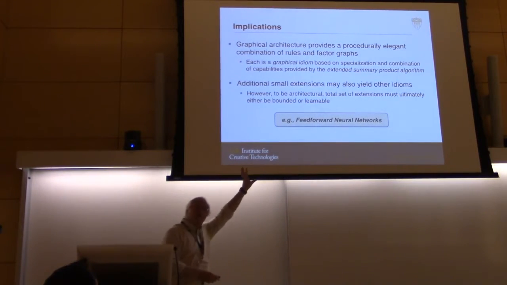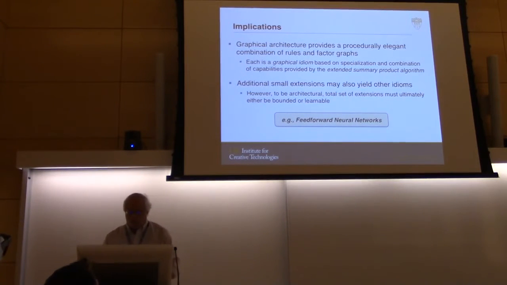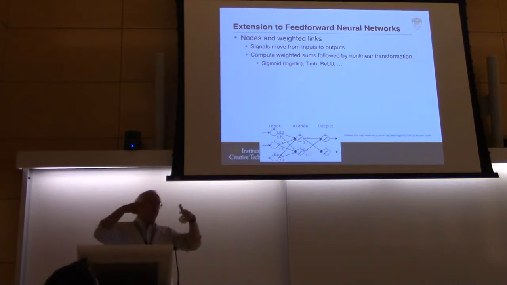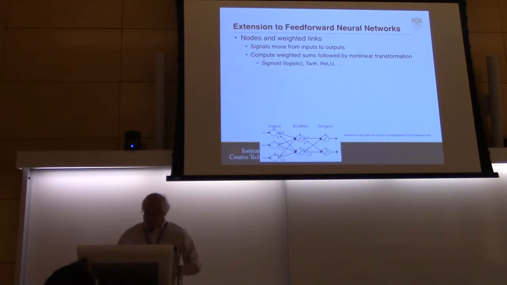So what we get, though, is that feed-forward neural networks are one of these small extensions. So I assume you all know about feed-forward neural networks. It's hard not to at this point. We have nodes and weights. We have messages moving, or signals moving forward, from inputs through hidden units to outputs. We compute weighted sums at inputs and then do a nonlinear transformation. That could be a sigmoid, it could be a hyperbolic tangent, and then ReLU, I forgot what the RE stands for. It's rectifier, so it's a linear rectifier.